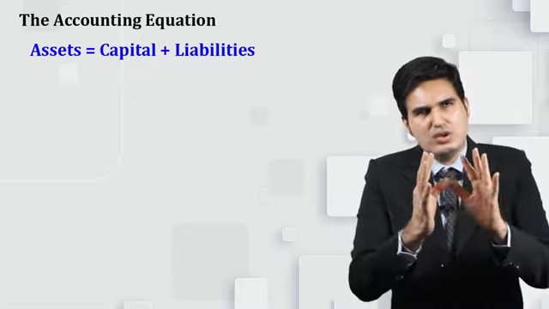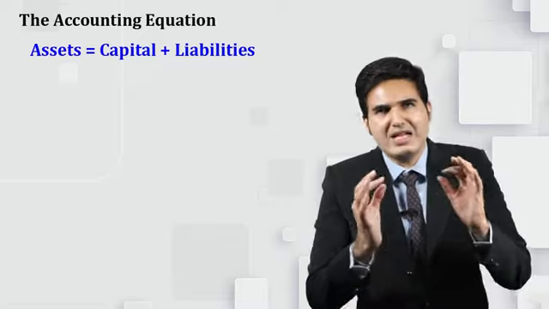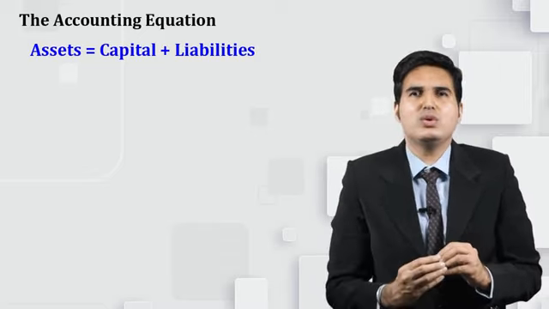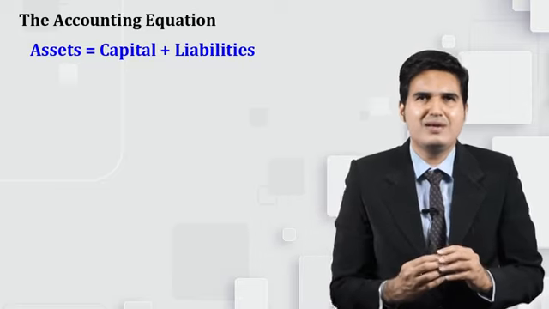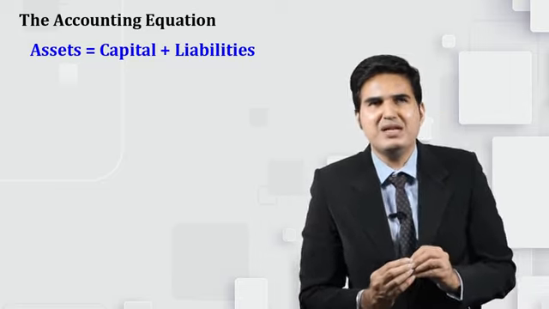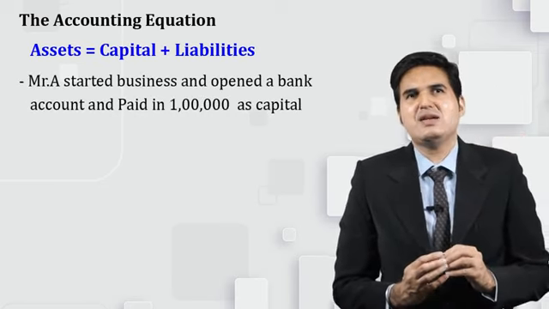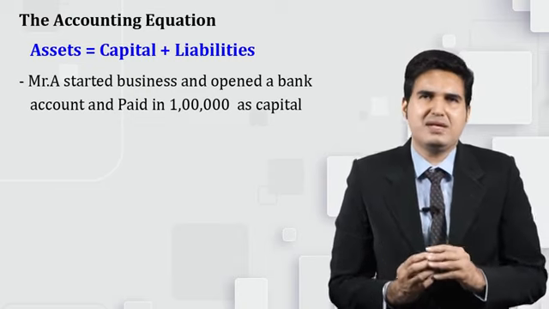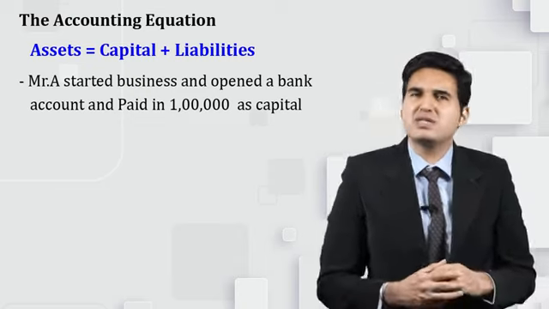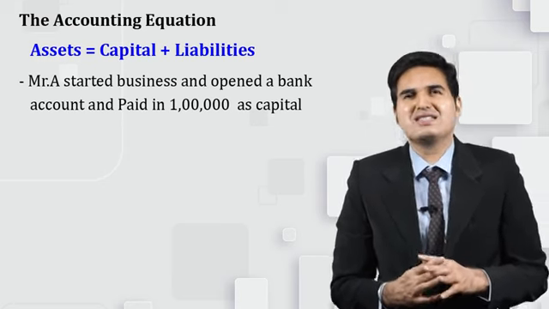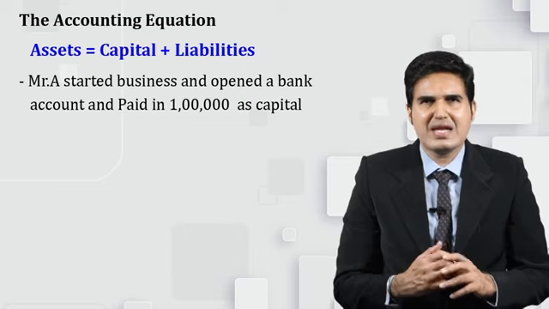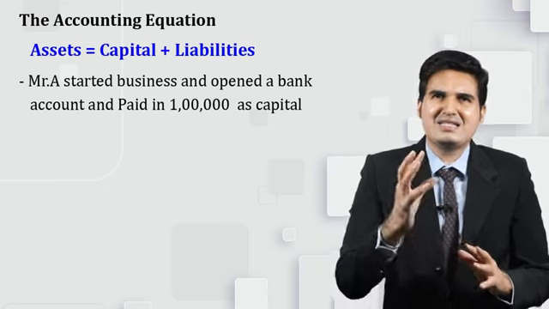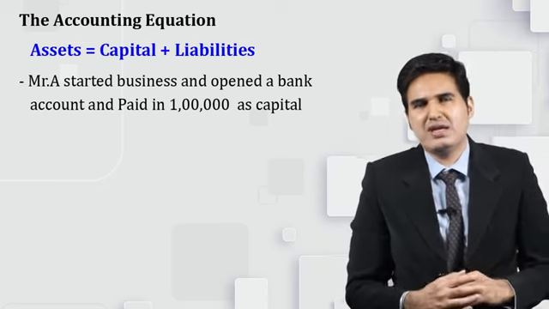Now, just to make you understand the accounting equation, I have taken a few examples, and you can see how the accounting equation will change slowly and steadily. Alright, so let's start with the first example. Mr. A started a business, opened a bank account and paid 1 lakh rupees as capital. So who is the owner of the business? Mr. A is the owner of the business. He has started some kind of business and opened a bank account in the name of the business. He has deposited 1 lakh rupees in that bank account.